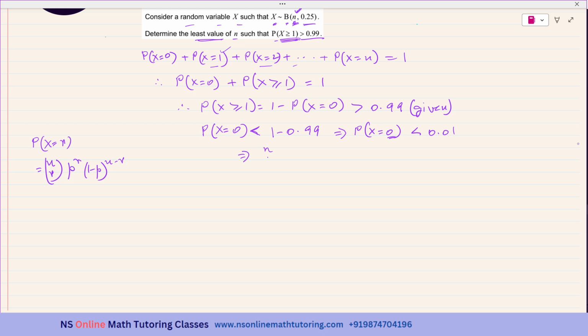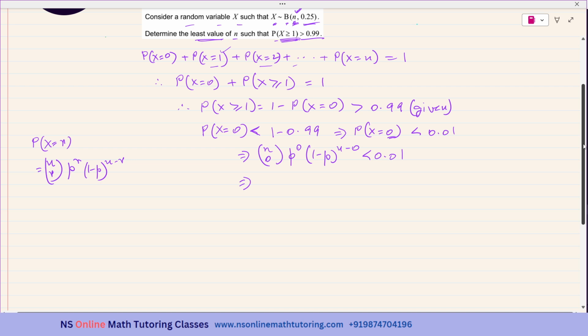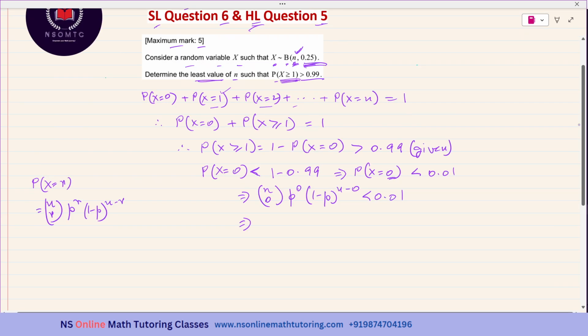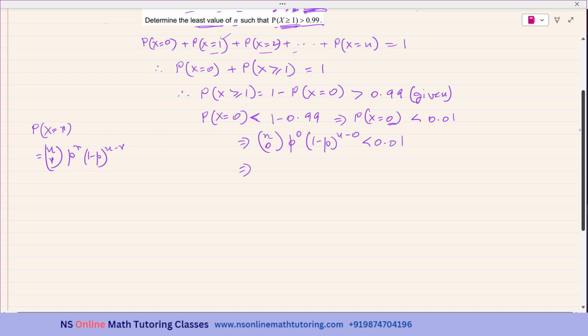R's value is equal to 0, and probability of success p raised to the power of 0 and 1 minus p raised to the power of n minus 0 is less than 0.01. And what is p? p is 0.25. Can you see? p, the probability of success, is 0.25. So, nC0, 0.25 raised to the power of 0 and 1 minus 0.25 raised to the power of n is less than 0.01.